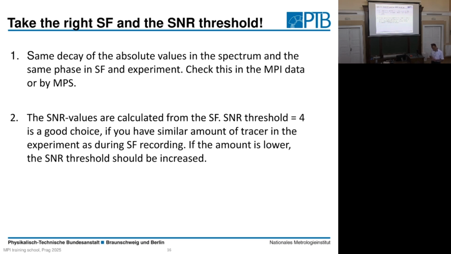And the second thing is the SNR values are calculated from the data of the system function, and you have to take into account how much tracer you have used during the recording of the system function and how much you will have in the field of view. And I know that it's difficult, because you inject something and 95% goes directly to the liver, and you are lucky it's not in your field of view. But how much do you have in your field of view? Yeah, you have to estimate this. It's not so easy.